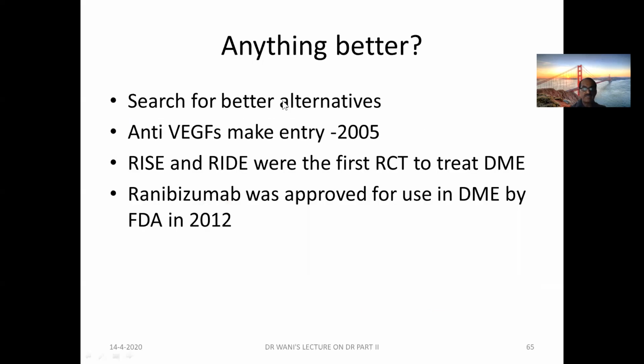So is there anything better? There was a search for better alternatives, and anti-VEGFs made entry in 2005 for cancer treatment. The company modified the molecule Avastin into ranibizumab, and they conducted the RISE and RIDE trials for diabetic macular edema. These are randomized controlled trials, and it was approved for diabetic macular edema treatment by the FDA in 2012.